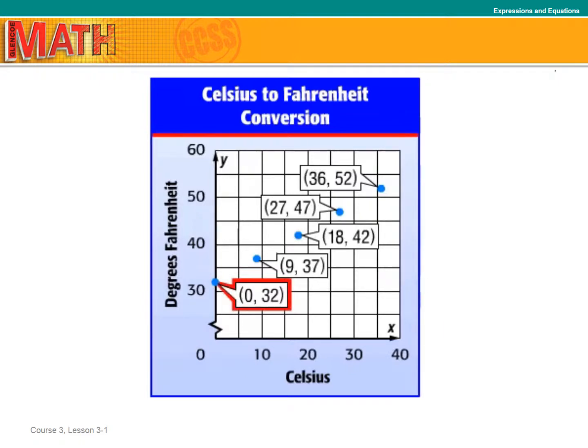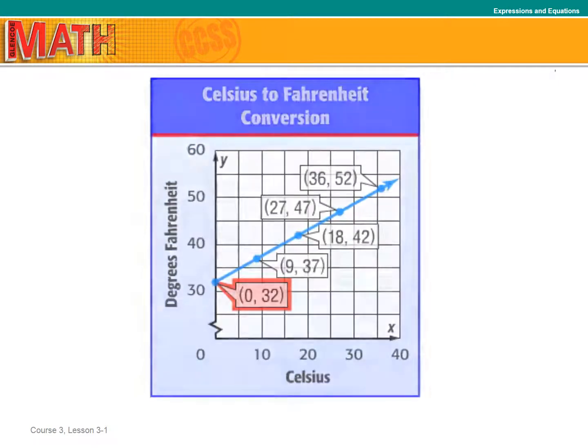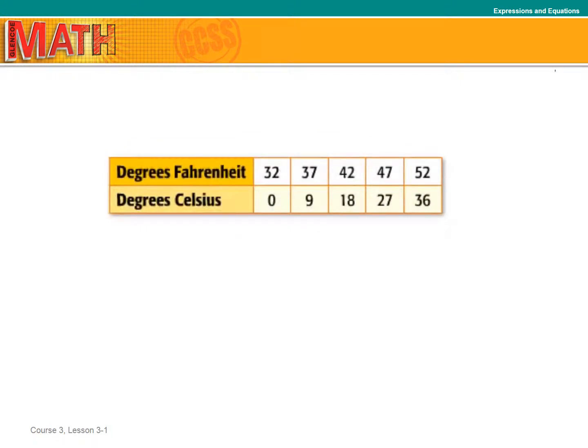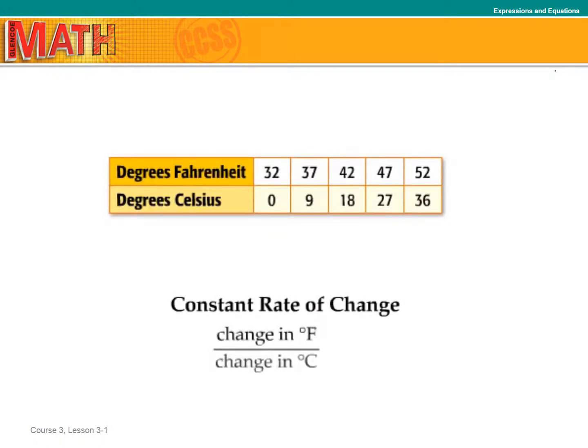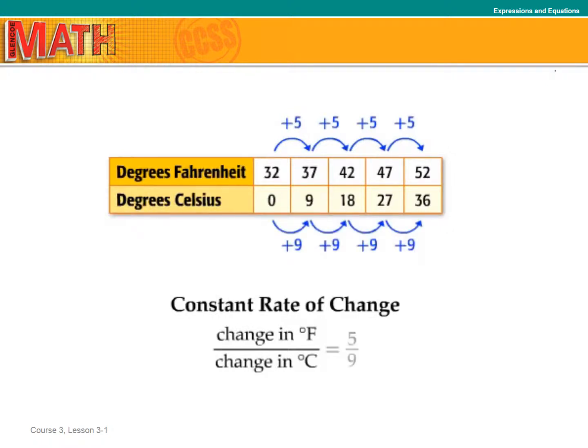Since the graph of the data forms a line, the relationship between the two temperature scales is linear. This can also be seen in the table of values created using the points on the graph. The table shows the constant rate of change, which is the change in degrees Fahrenheit over the change in degrees Celsius. The change in degrees Fahrenheit is 5. The change in degrees Celsius is 9. So the ratio is 5 over 9. There is a constant rate of change, which also indicates the relationship is linear, but is it proportional?